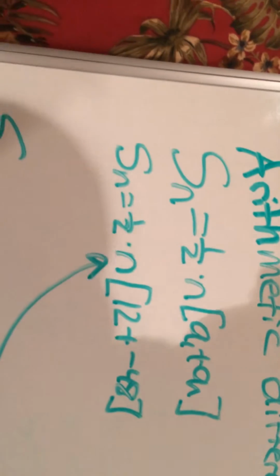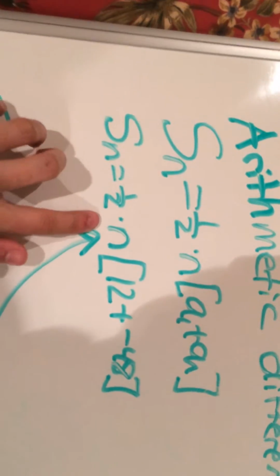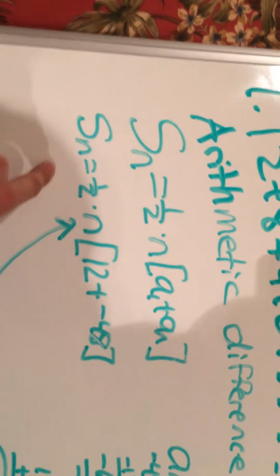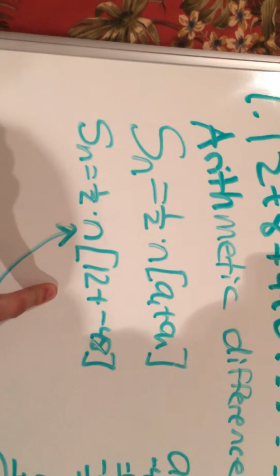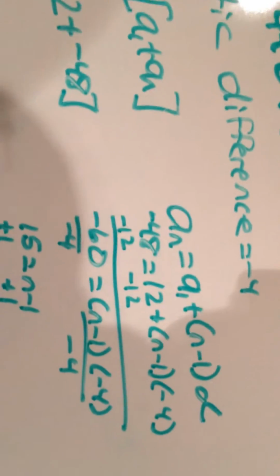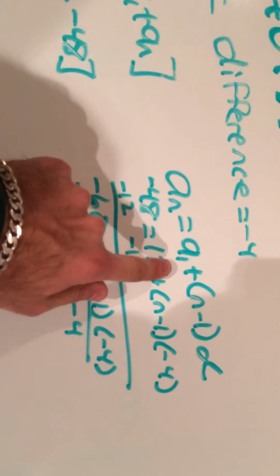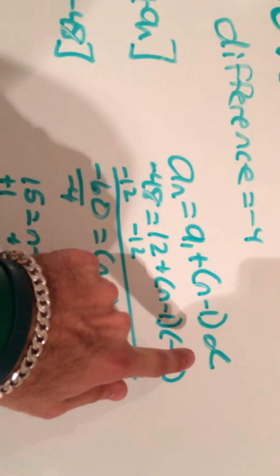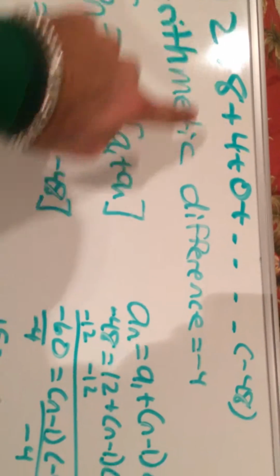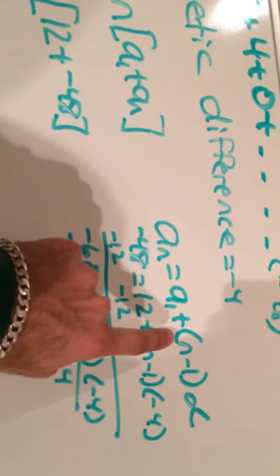But the problem is I've reached a little roadblock. I have no idea what n is, right? And until I can get n, it is impossible to get this sum. So I remember that for arithmetic sequences, an equals a1 plus n minus 1 times d. I know what d is, that's negative 4. I know what a1 is, that was 12. So perhaps I can use this equation to get n.